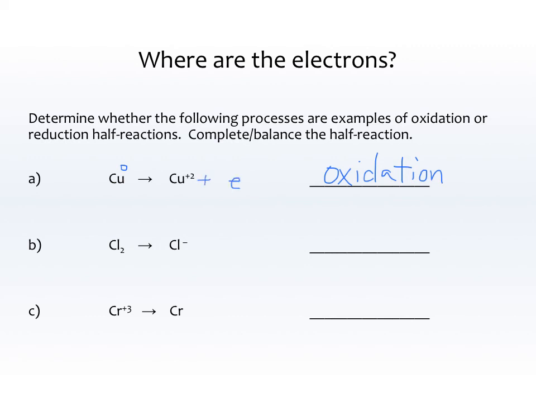So we're actually going to add e- into the reaction, and 2 of them in this case, so that I end up having charges that balance on both sides. We've got a 0 total on the left, and +2 and -2 is a 0 total on the right.